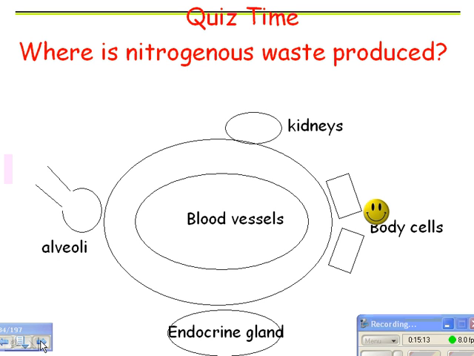You break down sugar and you get rid of the CO2. But why'd you add kidneys in there? Because I'll show you. When you break down proteins, there's extra nitrogen, and you have to get rid of that. So your body cells make that nitrogenous waste. And David, how do you think you get it out of your body cells? Where does it go from your body cells? Into the blood vessels. Very good.